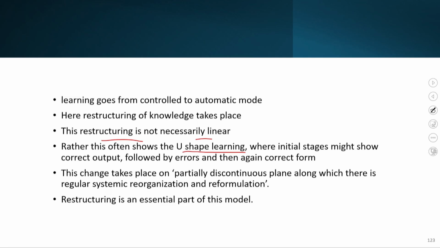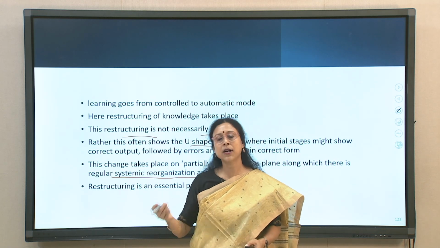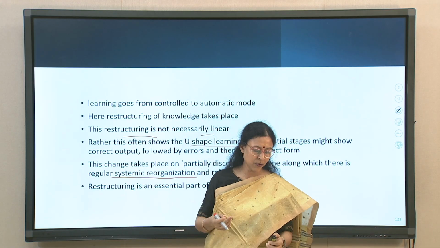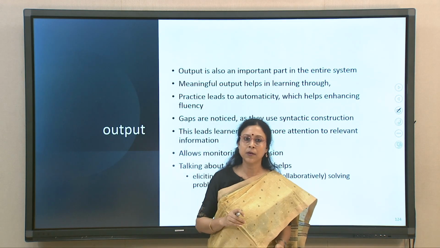So, that is called U-shaped learning, and this is something that is taken as one of the proofs for the multidimensional sort of restructuring that happens. So, this change takes place, and I quote, along a partially discontinuous plane along which there is a regular systemic reorganization and reformulation. So, first you get one kind of grammar, then a new kind of input comes in, and accordingly you restructure, reformulate. It takes a little bit of time, and eventually you get the entire grammar correct. That is the main idea. So, restructuring is a very important component.